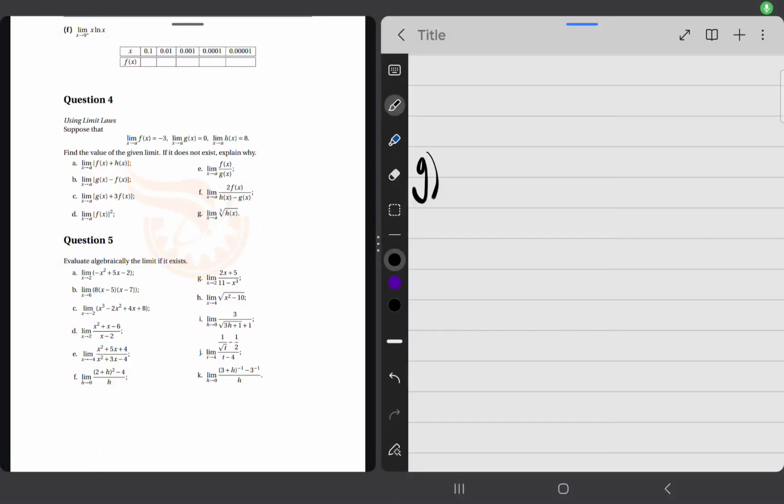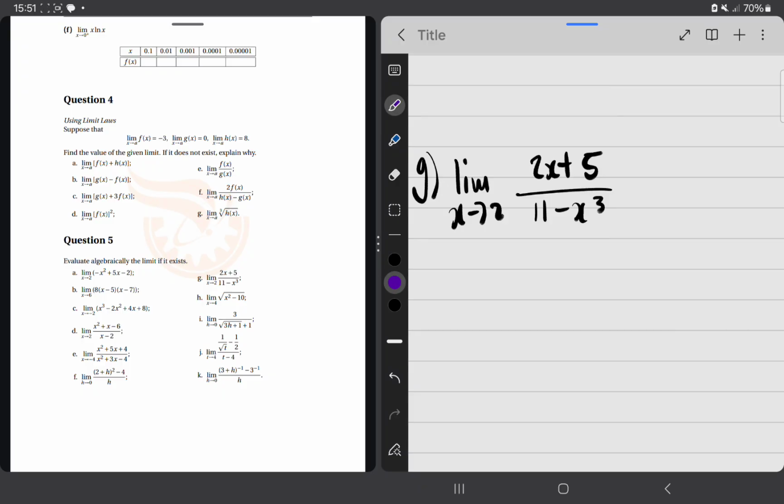Okay, so now let's go to part G. And it's going to be the limit as x goes to 2 of (2x plus 5) all over (11 minus x cubed). Now, we have a fraction. So first thing we do is to try and see if I substitute the value I'm approaching into the denominator, does it become 0 or it doesn't?